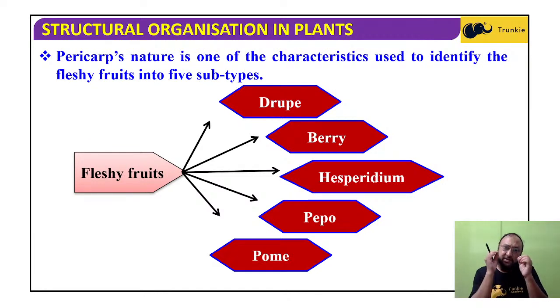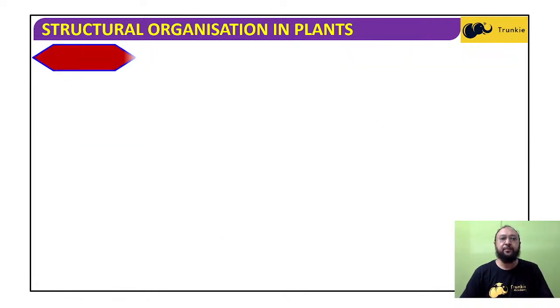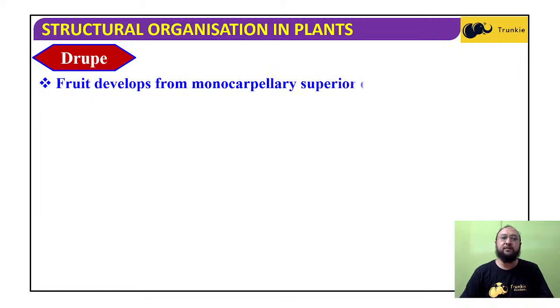In the case of dry fruits, the pericarp is so thin and dry that it is not distinguishable. But in the case of the fleshy fruit, there may be variation in different plants and different fruits. There is a lot of variation in pericarp if it is fleshy pericarp. So depending on the nature of the pericarp, there may be 5 types: drupe, berry, hesperidium, pepo, and pome. Now, drupe: the fruit develops from the monocarpellary superior ovary.